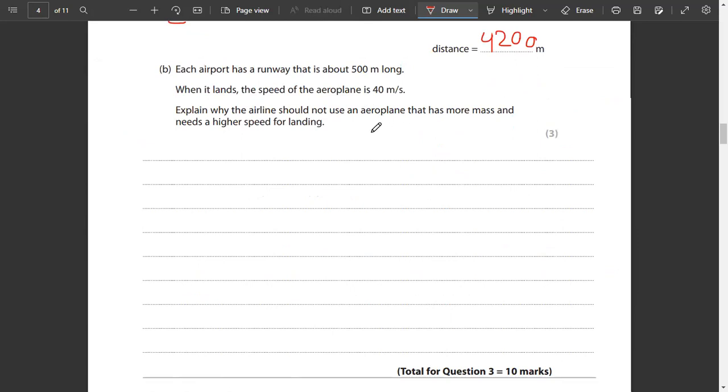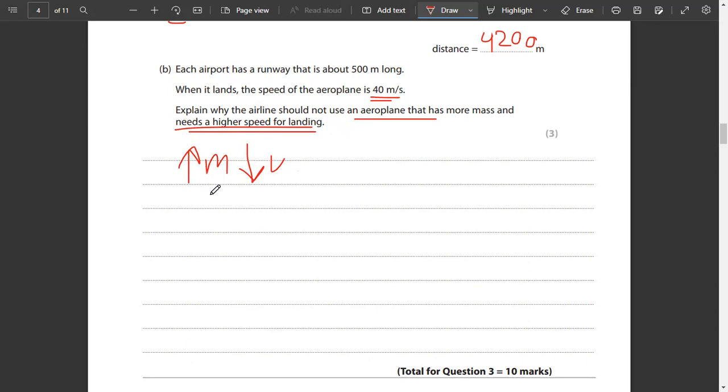Each airport has a runway that is about 500 meter long. हर एयरपोर्ट में एक रनवे होता है and its length is 500 meter long. When it lands, the speed of the aeroplane is 40 meter per second. Explain why the airline should not use an aeroplane that has more mass and needs a higher speed for landing. अब हमें पता है higher the mass, lower the speed. जितना ज्यादा mass होगा उसके लिए रुकना भी मुश्किल होगा. Because if you remember, stopping distance क्या था? Stopping distance was affected by the mass also.